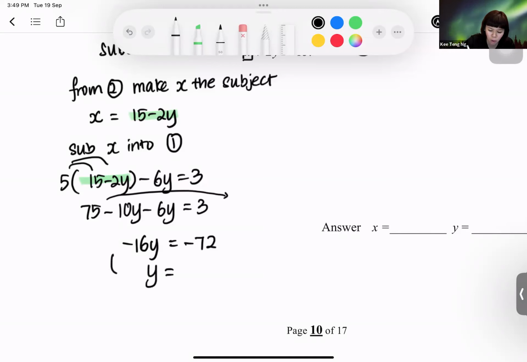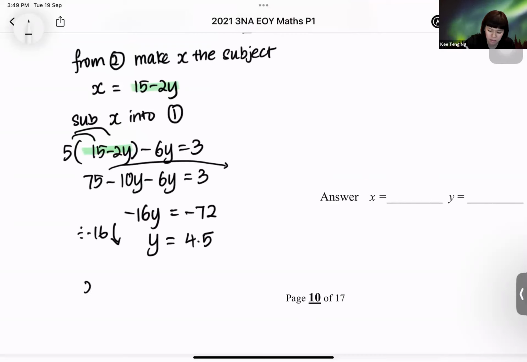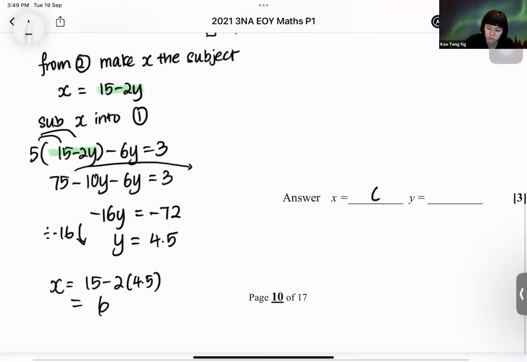Then now I want to get y. I divide by negative 16. My answer is 4.5. Okay, so after I found y already, what am I going to do? I'm going to substitute and find x. So x is now 15 minus 2 times 4.5, which is 9. 15 minus 9, that will be 6. So your answer, x is equals to 6, y is equals to 4.5.